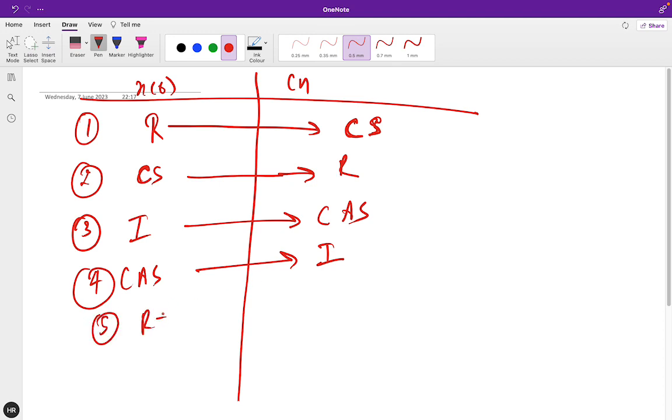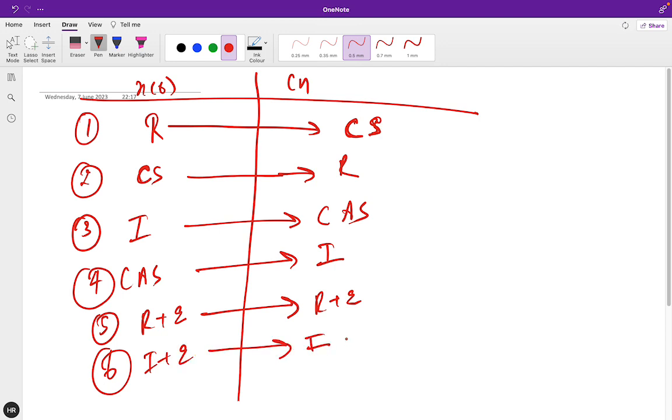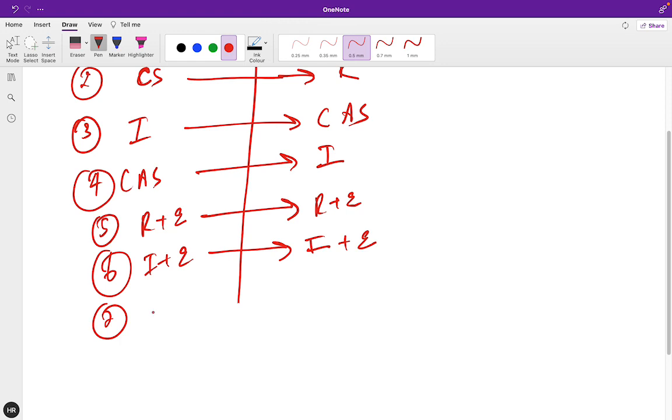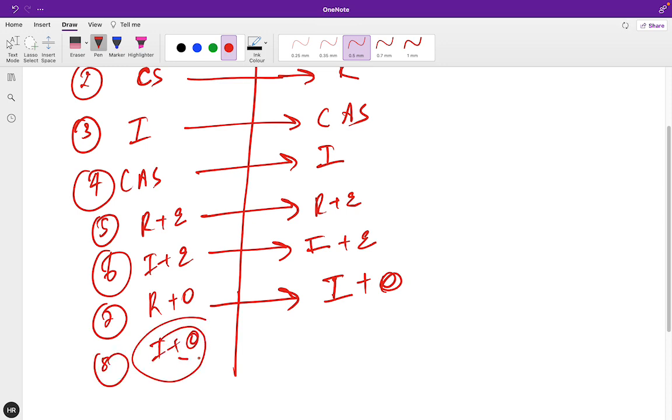If you have a signal that is real plus even, then it will also be real plus even. If you have a signal that is imaginary plus even, then it will be imaginary plus even. If you have a signal that is real plus odd, then you will get imaginary plus odd. It will make real into imaginary, and odd will remain odd only. If you have a signal that is imaginary plus odd, then imaginary will be converted to real and odd will remain odd only. So this is the chart that you can remember and directly apply.